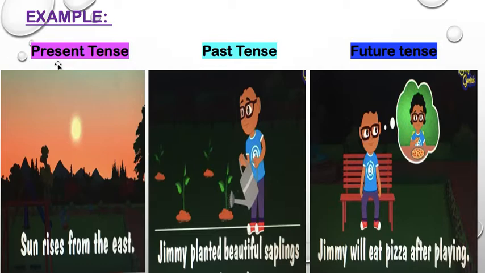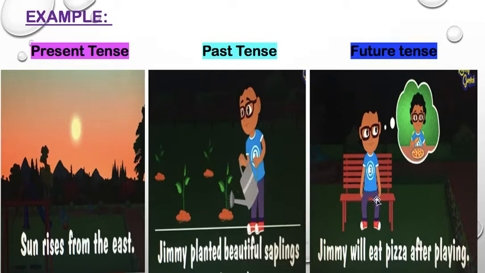Okay, now present tense: the sun rises from the east. As I said, we will be adding s, es or ies to the base verb in the present tense. So here, to the base verb we are adding s. Okay. Next, past tense: Jimmy planted beautiful saplings. Planted. Plant is the base word. We are adding ed to the base word to change it into past tense.